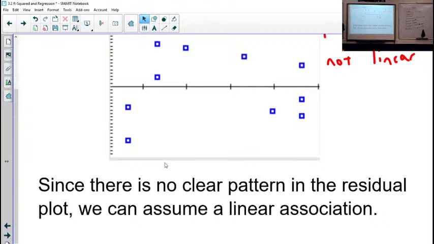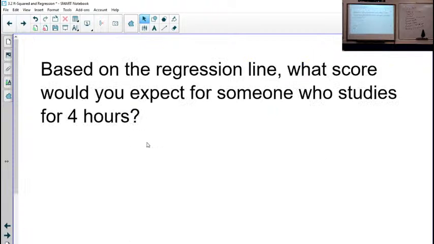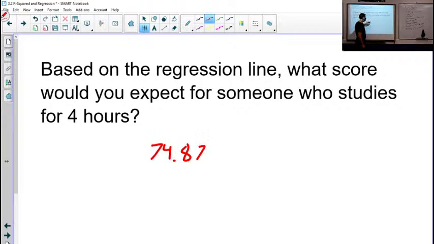So last question here, or last two questions. This is stuff from yesterday. Based on the regression line, what score would you expect for someone who studies for 4 hours? So what am I going to do? Plug in 4 for x in the regression line. Has anyone done that yet? What do we get?